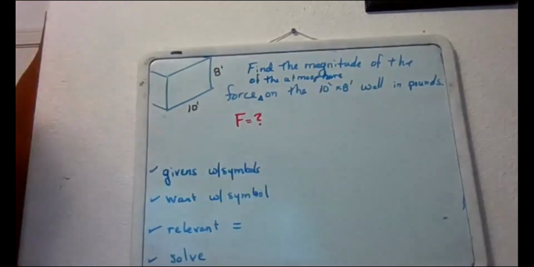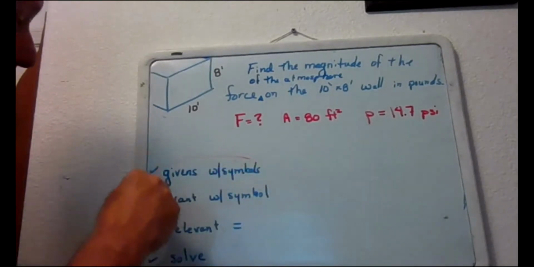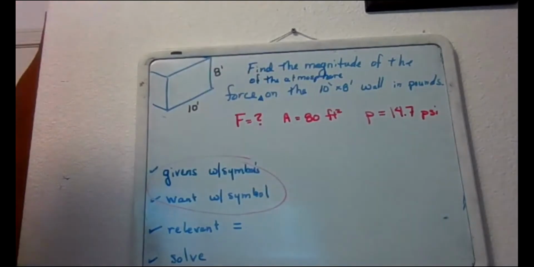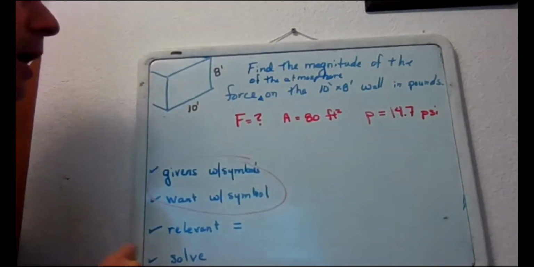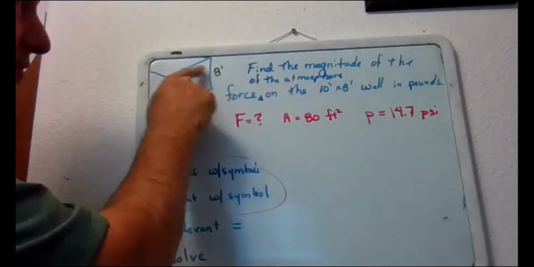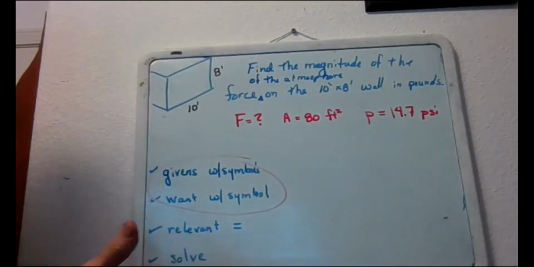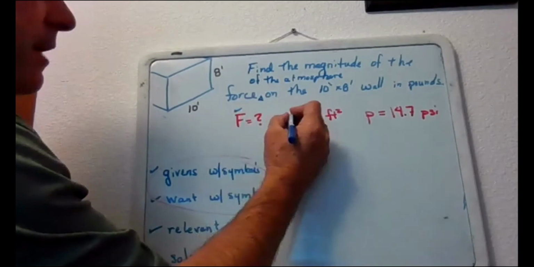Okay. Apologies about that. So this might be an example where someone's done these first two steps. Obviously, if you know what to do, just jump in and solve. But I've written down the givens. I have the area over here, 80 feet squared. I'm thinking about atmospheric force, and I know the pressure of the atmosphere, and I want force. Now I'm trying to think, is there an equation we know that has F, A, and P in it?